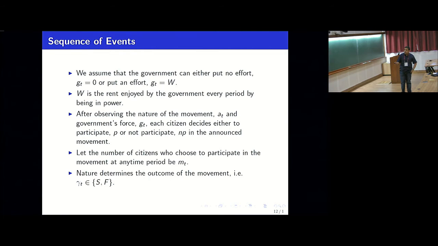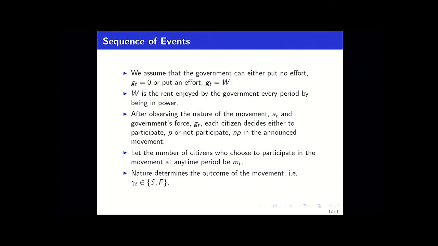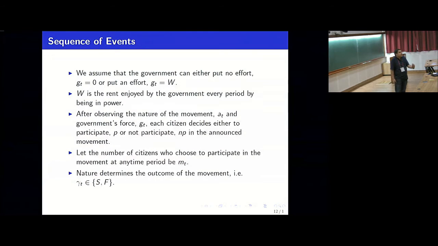Suppose that MT is the proportion, which is endogenously determined. I'll show you in a couple of slides what MT is. MT is basically the proportion of citizens that decides to participate in the movement at any point of time. And then nature determines the outcome of the movement, whether it's a success or failure, but the success probability is endogenously determined.